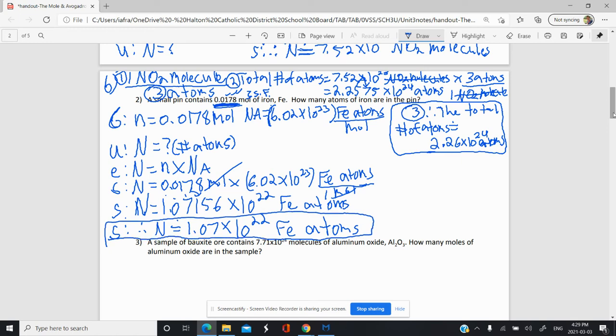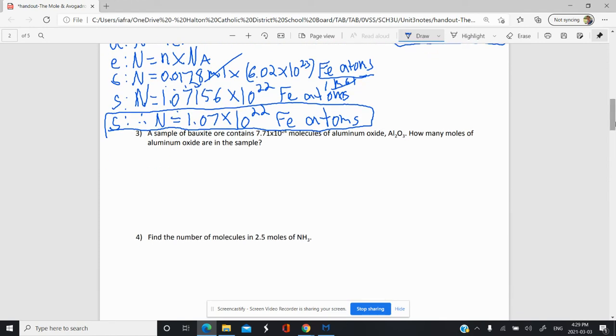Let's try another example. Let's try example number 3. So we have a sample of bauxite ore that contains 7.71 times 10 to the power of 24 molecules of aluminum oxide. How many moles of aluminum oxide are in the sample? So here it's going to be a bit different. Let's write down what our given information is first. Given, this time we have the number of molecules, or I should say particles. So N is equal to 7.71 times 10 to the power of 24 Al2O3 molecules. I think I should have really said formula units there, but I said Al2O3 molecules.